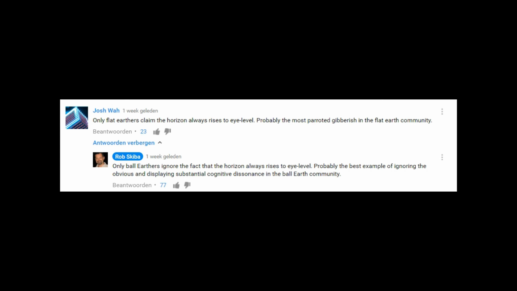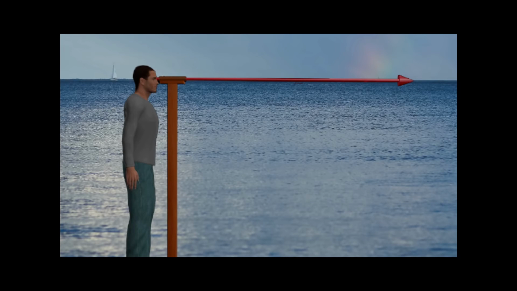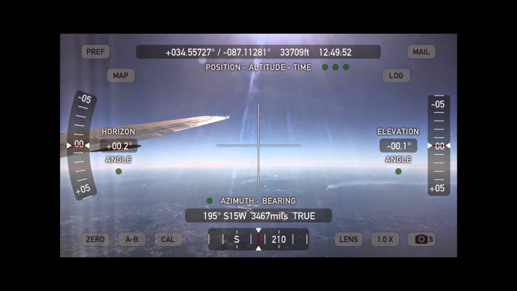But why is Rob Skiba insisting on the statement that you should see the horizon at eye level? And why does he think that when a spherical earther states that on a flat earth the horizon also isn't at eye level, he suffers from substantial cognitive dissonance? He wants us to do the experiment with a paper towel tube, so we can see that the horizon is at eye level.